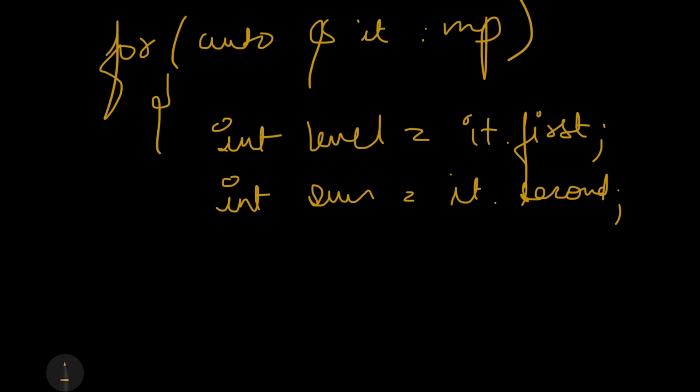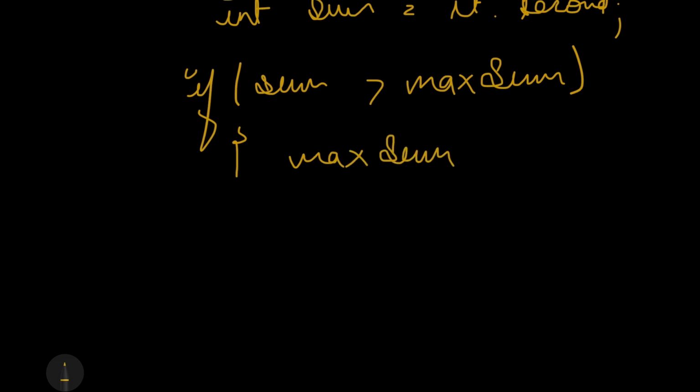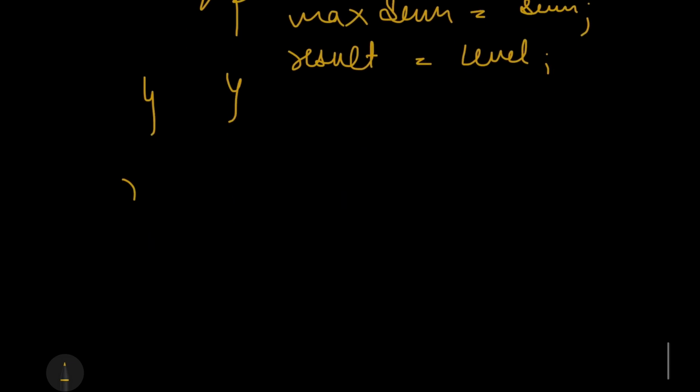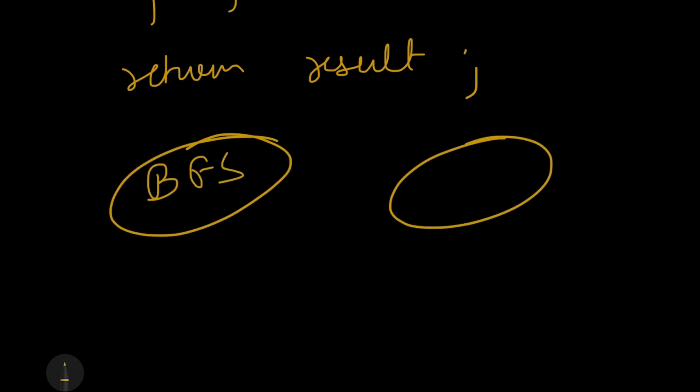And then we'll check if our sum is greater than maximum. Basically what we are doing here is finding the level which is having the maximum sum. Then we'll update our maximum equal to sum and our result equal to level. And at last our result would contain the level which would have the maximum sum of nodes at that particular level, and we'll return that level. So that's how we have seen it by BFS and with the help of DFS.